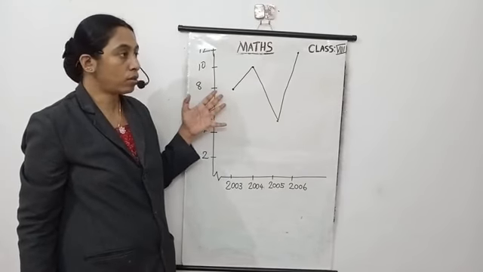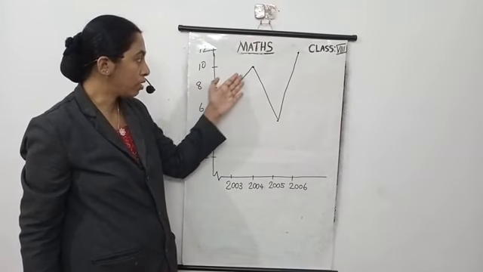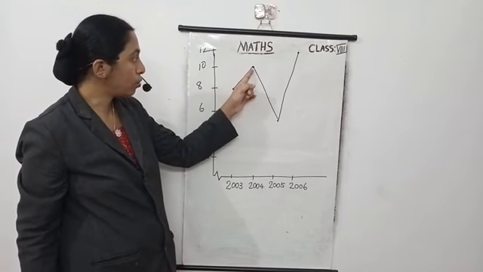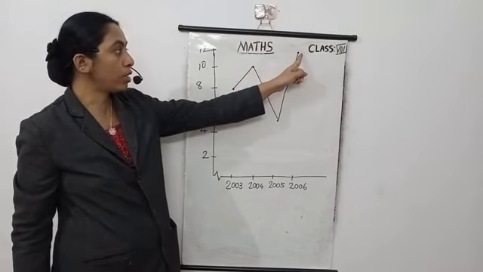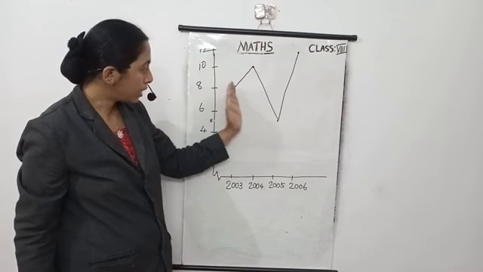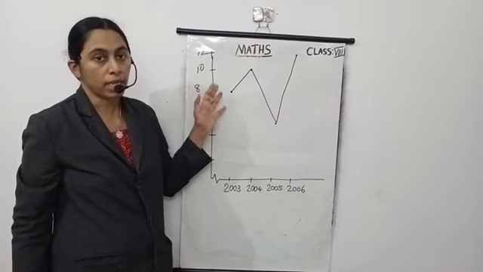Here one thing always remember in your mind, that you join adjacent points. After this you have a tendency to draw a line segment to here. No, that is not correct. Adjacent points join together. Okay, we get a line graph.